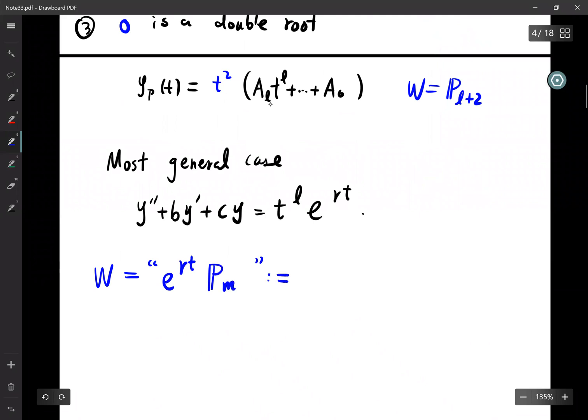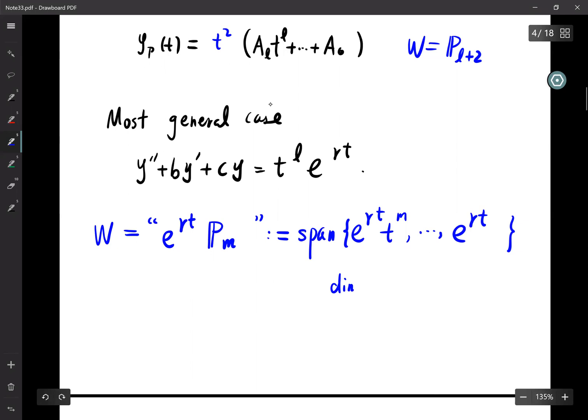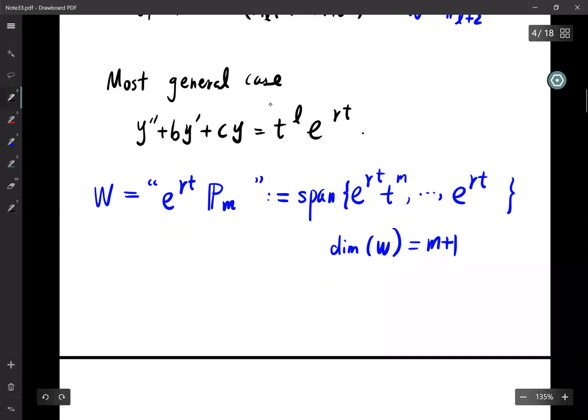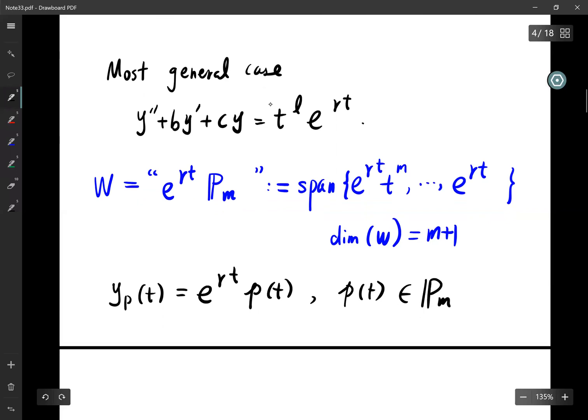So what this means is the span of e^{rt}, e^{rt}t, up to e^{rt}t^m, so there are m plus 1 of them. So the dimension of W defined in this way is m plus 1, the same as the dimension of P_m. What it means is that I assume this y(t) is e^{rt} times a polynomial of t, where this polynomial belongs to P_m.